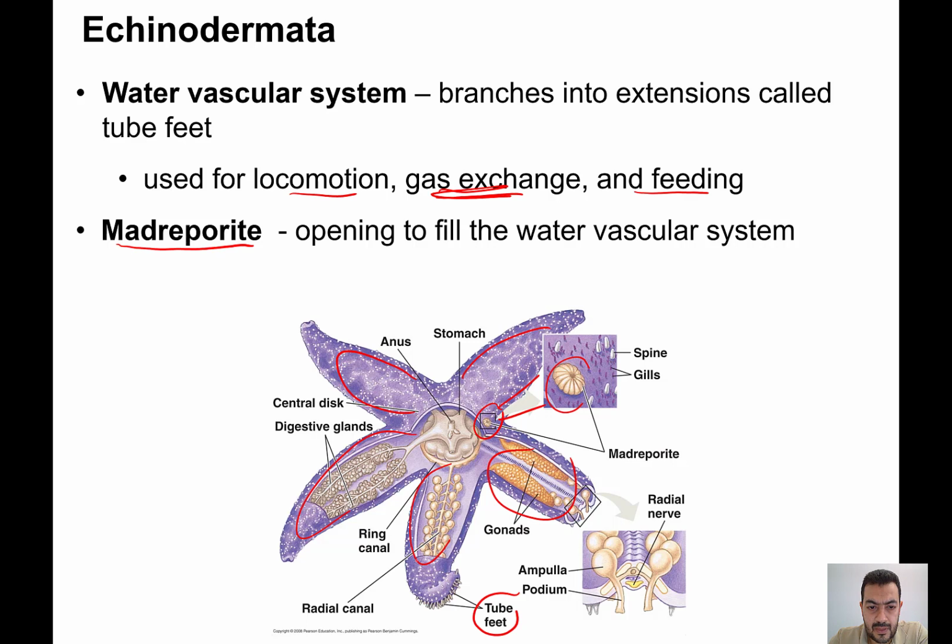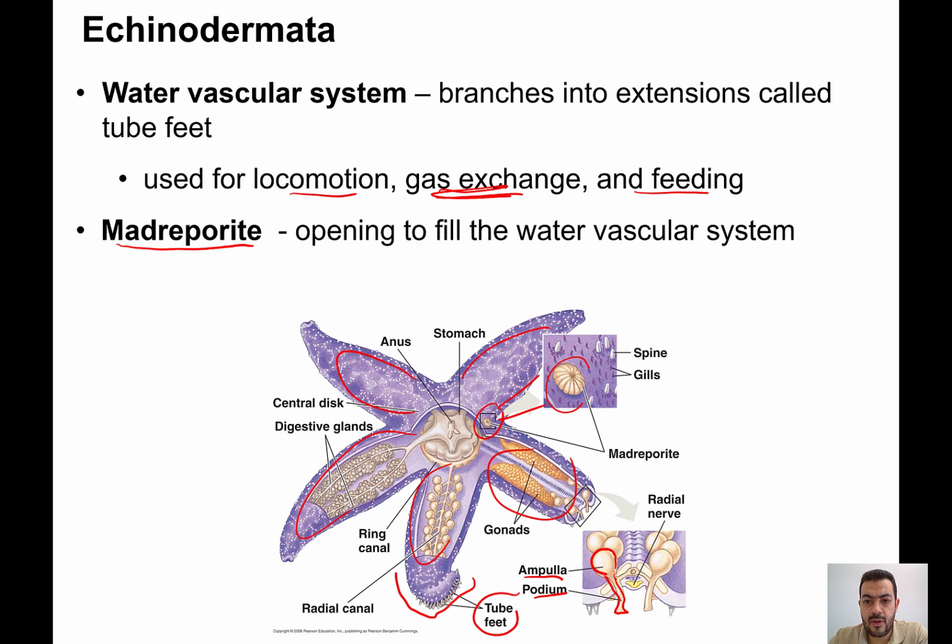So these tubes end up with a very numerous amount of tube feet, and each one of these tube feet contains what we call the ampulla, which is a sac-like structure, and this ampulla ends up with the podium, which extends outside the body of the sea star.